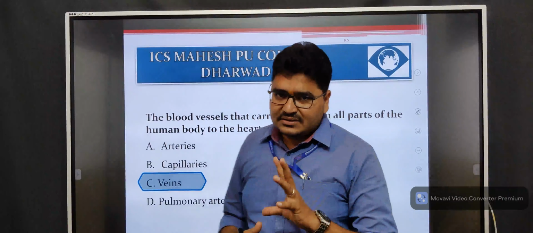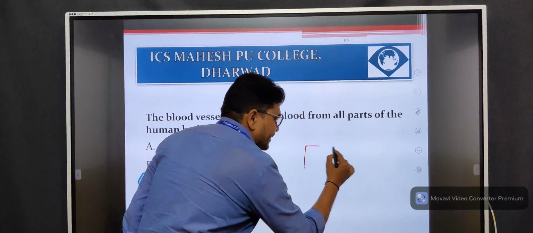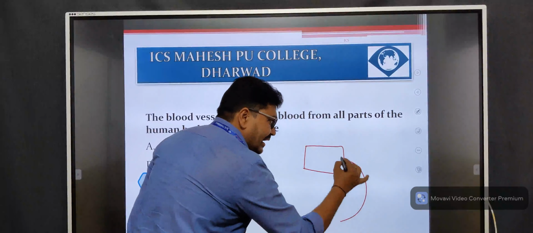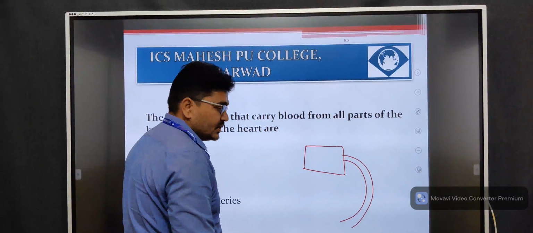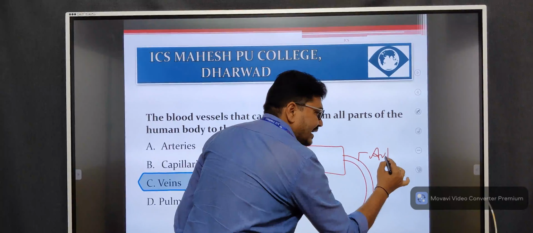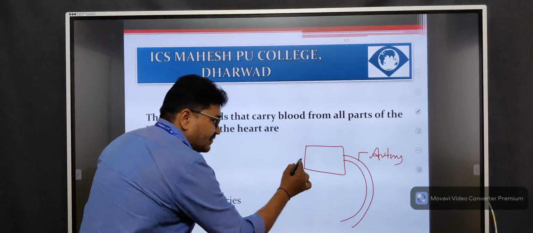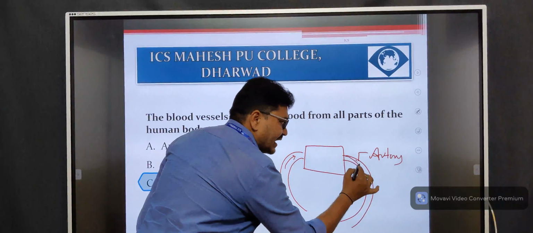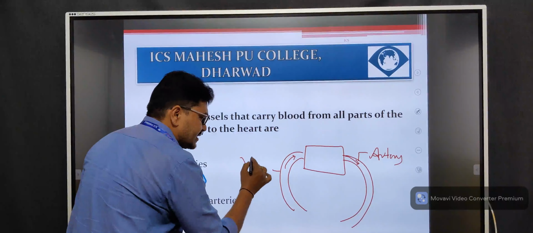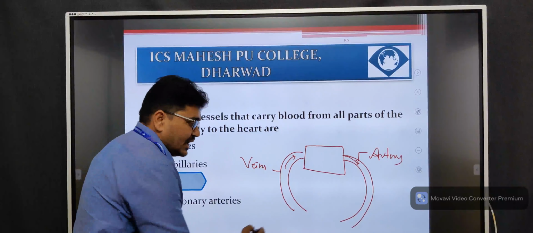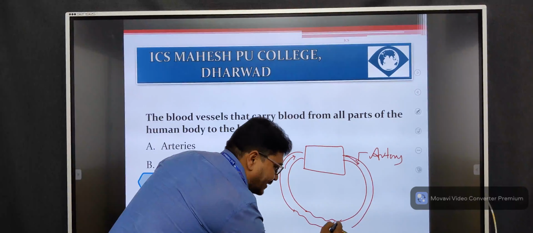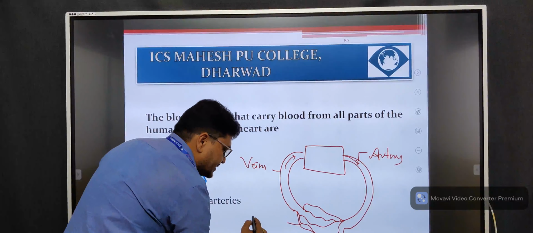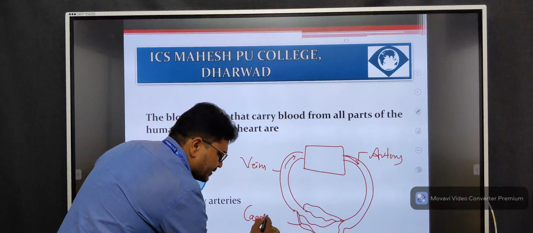Normally in the theoretical part, the structure of the heart, consider this as the human heart. Okay? A blood vessel which carries the blood away from the heart is known as an artery. A blood vessel which carries the blood to the heart, this is away from the heart and this is to the heart, is known as a vein. Blood vessels which come in contact with the cell, where exactly the exchange process takes place, are known as capillaries.